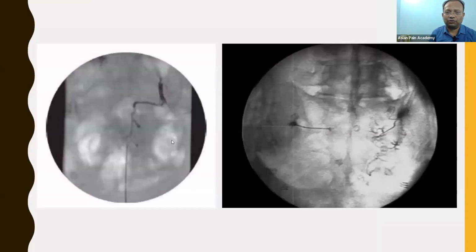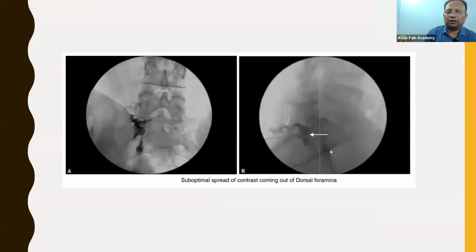Here a caudal epidural, but after the caudal epidural the drug is going into the intravascular space. Here, S1 transforaminal, the needle is here, you see the needle is much on the opposite side, and the drug is spreading here. That means it is an intravascular spread, and clearly this pattern is also intravascular. Immediately you give the drug here, it comes here.